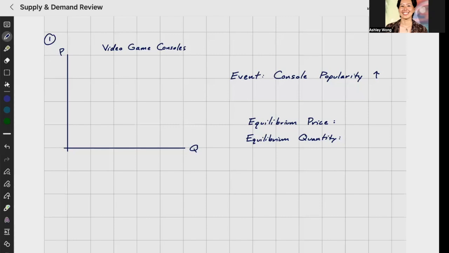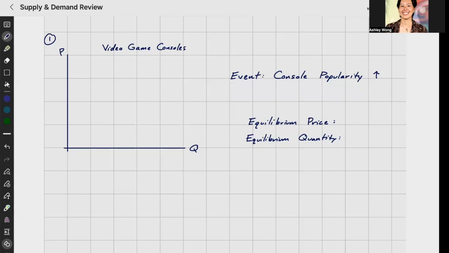All right, now just to give us some practice, we're going to go through the problems from the supply and demand worksheet together, look at how these events are shifting our supply and demand curves, and determine their effect on equilibrium. So starting with our first problem, we're trying to understand the effect of a new console becoming more popular in the market for video game consoles.